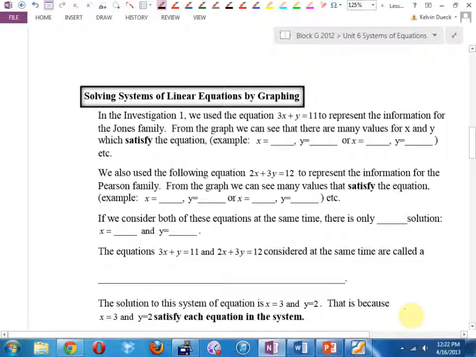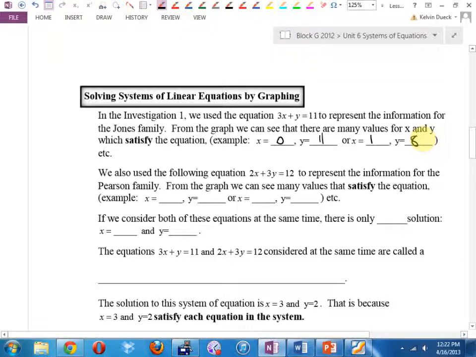Angela, in my first example, we used that first equation to represent the information for the Jones family. And from the graph, we can see there are many values. For example, when x was 0, y was 11. When x was 1, y was 8. When x is 2, there's a whole bunch of different values that satisfy x and y in that equation.